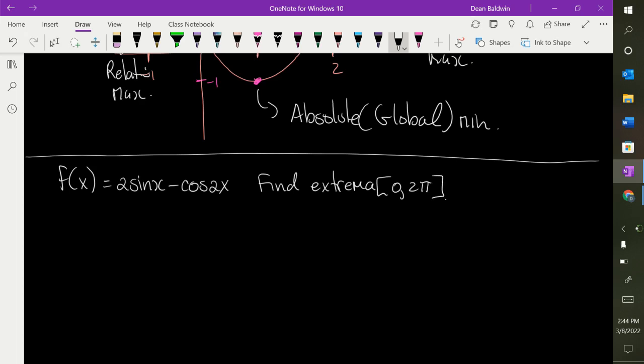All right, so first step, take the derivative. Derivative of sine is cosine, so I get 2 cos of x. Now this is a chain rule bit on the second part here. Derivative of cosine is negative sine.